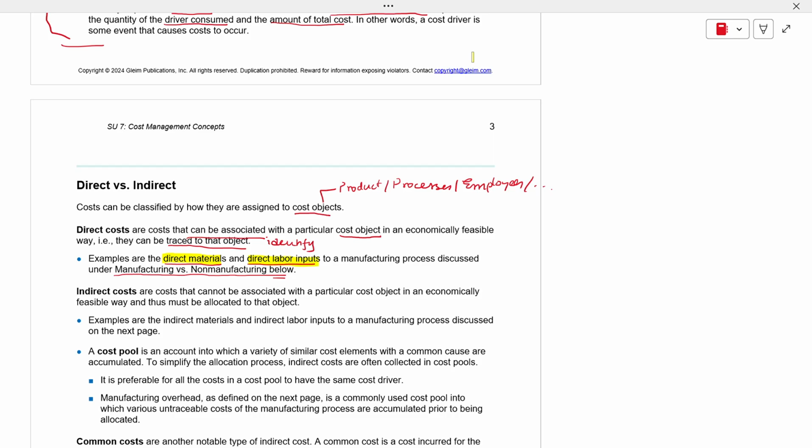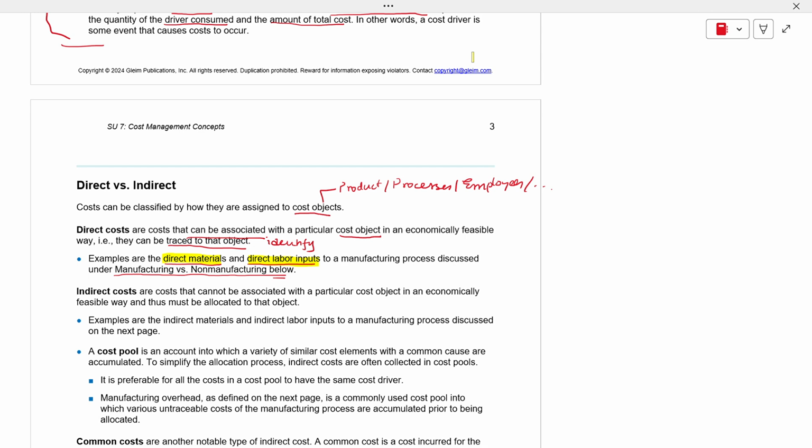Direct means you will have direct and you will have indirect. Direct means we are purchasing the materials for that product only, for that raw material.